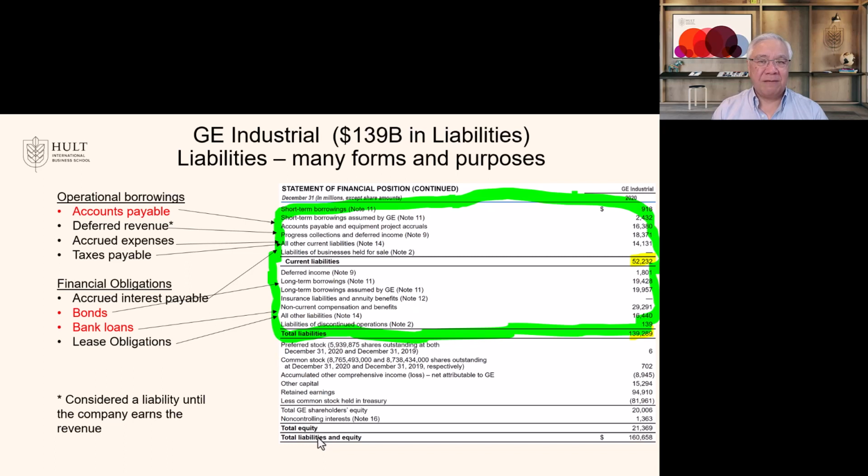Bonds are typically 5+ years in maturity. And then bank loans, which could be short-term or long-term. Here they are in the long-term section. And lease obligations, which span multiple years, and we would present them in both the current and long-term, depending on how quickly we have to pay the obligation. So those are examples of liabilities that we see typically on many corporations' books.